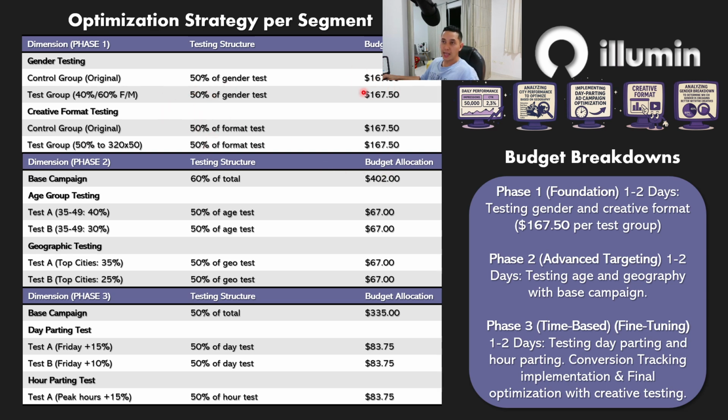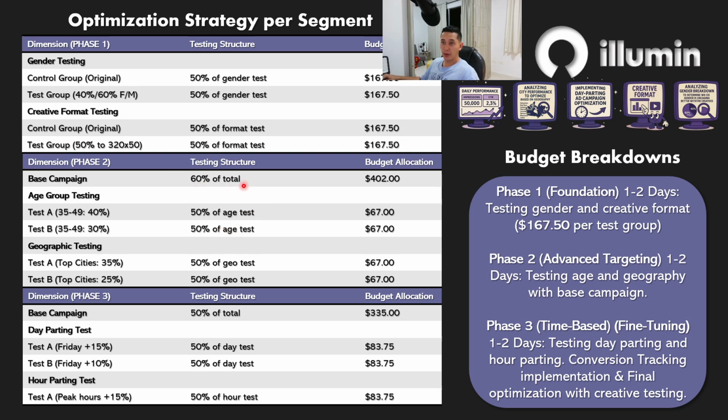Which is calculated to be $167 per day. Sorry, in total. On phase two, we plan on maintaining the base campaign while running parallel tests for age and geographic targeting.